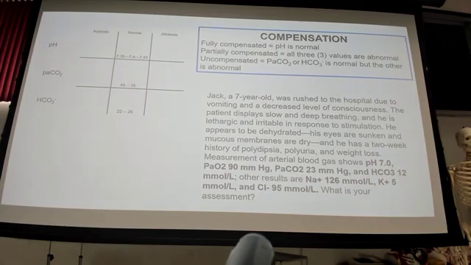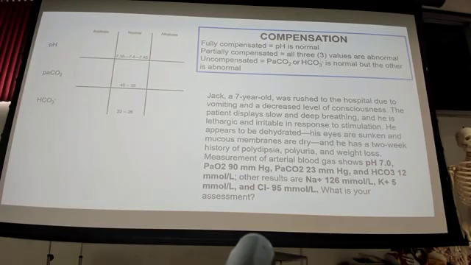PaO2 is 90 millimeters of mercury, PaCO2 23 millimeters, and HCO3 is 12. Other results are sodium 126 and K plus 5 and chloride 95. What is your assessment? Thank you very much.